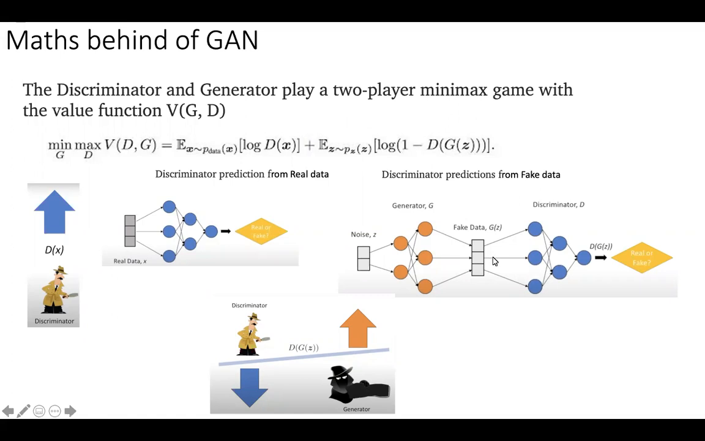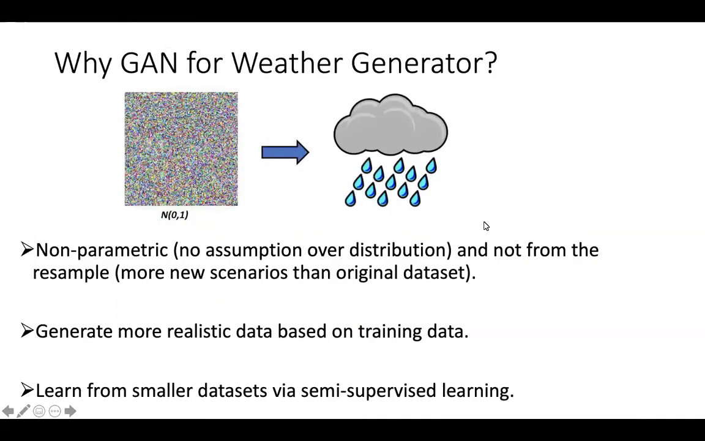We are working on this and building a new weather generator based on GAN. But the question is, why GAN? Why not the other methods? First of all, it's a non-parametric method, so there is no assumption of an overall distribution. And it's also not based only on resampling. Some weather generators are based on resampling, but there is a huge limitation: they cannot make new scenarios.